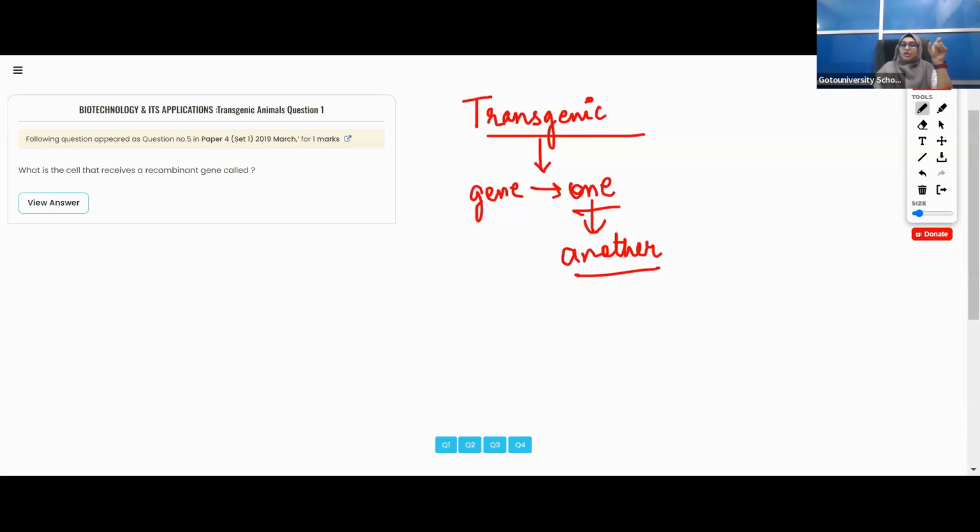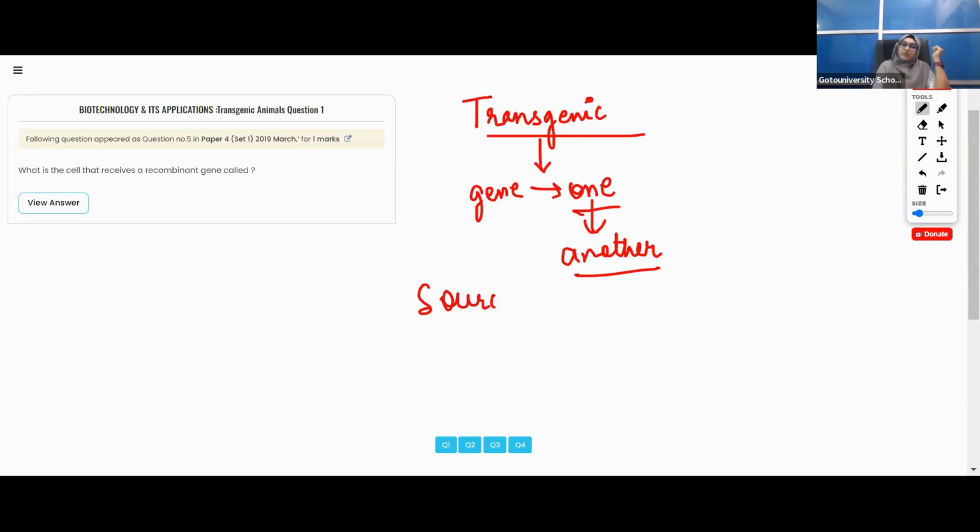What is a recombinant gene now? A recombinant gene is a gene that has been artificially created by combining DNA from different sources. I hope it's clear. In a very simple way I am explaining you. If they say in the question itself, the cell that receives a recombinant gene, so what does this recombinant gene mean? A gene that has been artificially created. Artificially we are creating one gene, and how? By combining the DNA from different sources.